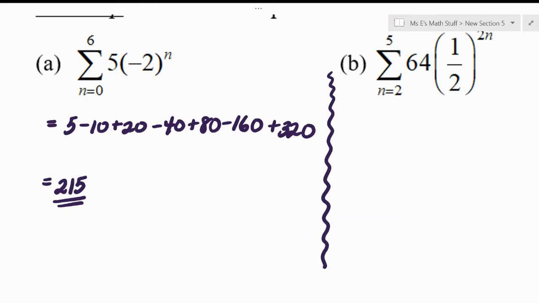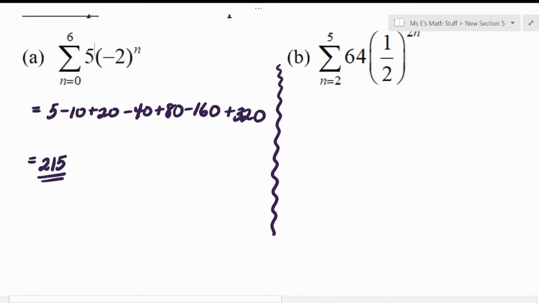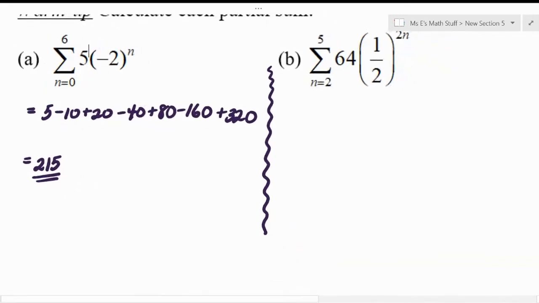But for a problem like this, I hope you wouldn't reach for a fancy formula. You'd just do something simple like this. But when would you need a formula? Well, typically when you have a lot of terms. So if your upper bound wasn't 6, if it was like 67, if there were 67 terms, I wouldn't have wanted to do it term by term anyway.